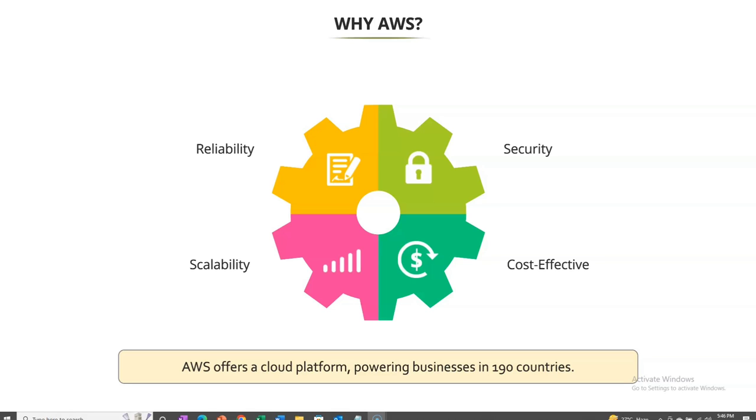So that's what AWS offers, a cloud platform powering businesses in 190 countries. It has a presence in approximately every country across the globe. It has its infrastructure on every continent across the globe. All of them are interconnected with the highly reliable AWS private network.